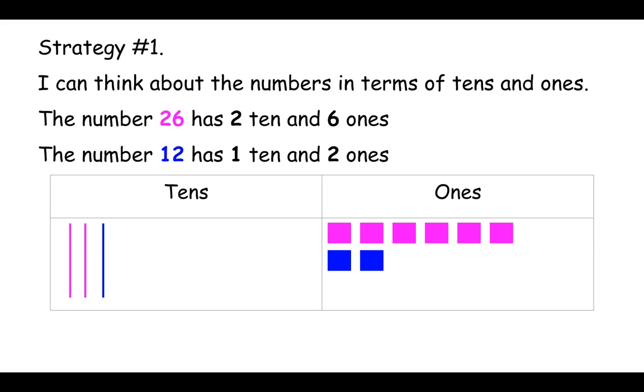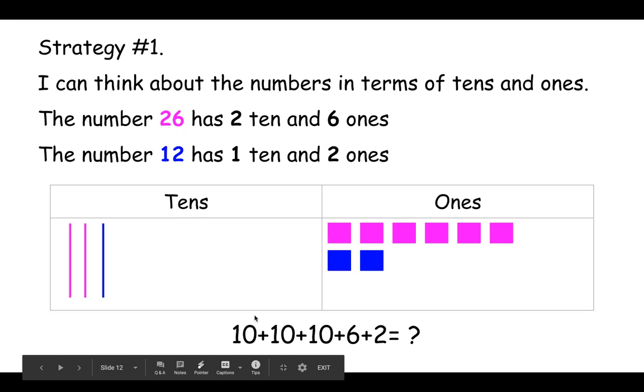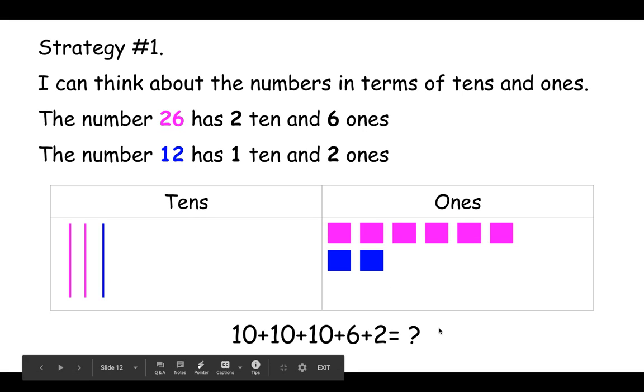So from our chart, we can add by counting on. We can start counting in our tens place and then counting our ones. Count with me to see how many we have in all. 10, 20, 30, 31, 32, 33, 34, 35, 36, 37, 38. We can also think of this problem and write it as an addition problem. So we have 10 plus 10 plus 10 because we have 3 tens here, plus 6 plus 2, and then you would put our answer here.